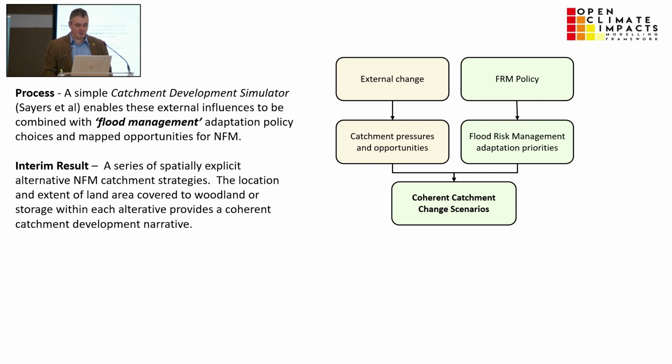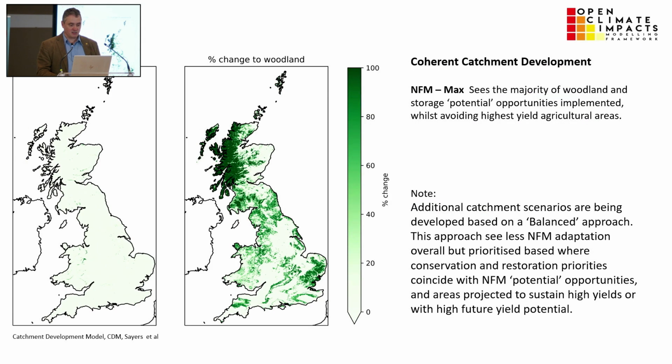So we've developed what we've called this coherent catchment scenario, and this is one of the outputs of that. We've called it the NFM max. So if we try and maximise those locations where we might do natural flood management, these are those places, taking into account some of those other pressures on the catchment. On the left, where we might look to implement storage, and on the right, where we might look to implement woodland. We are working on some other NFM versions that aren't just the max, but that is work in progress.